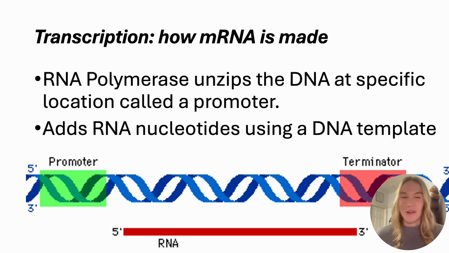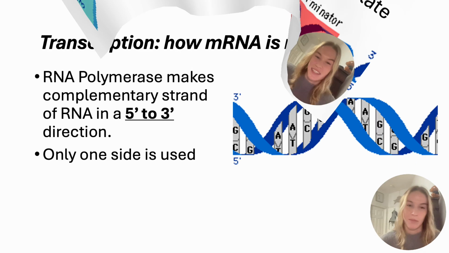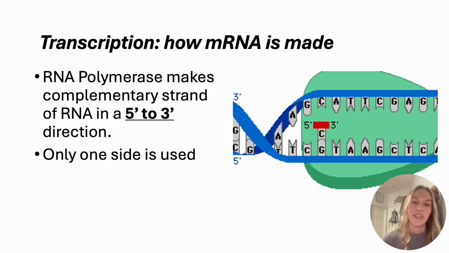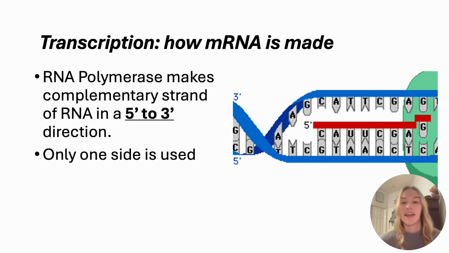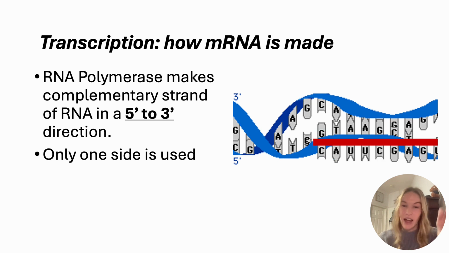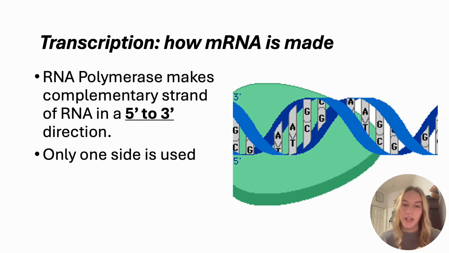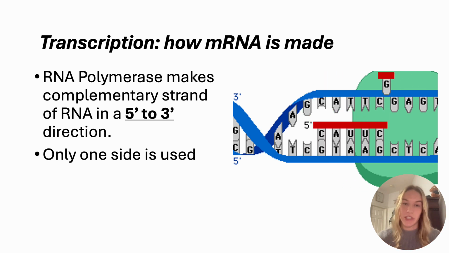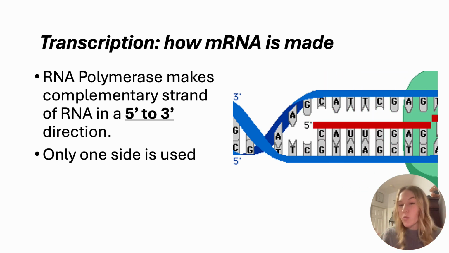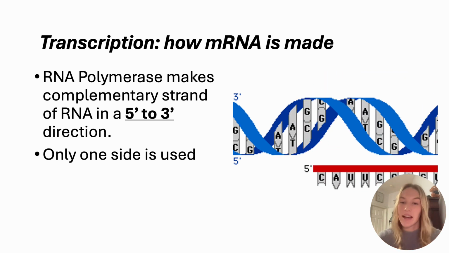Okay, so let's talk a little bit more about this enzyme. RNA polymerase can only synthesize in the 5' to 3' direction. And that means it's going to sit atop the 3' to 5' strand and synthesize complementarily, right? That anti-parallel structure. So it means that only one side is used at a time.